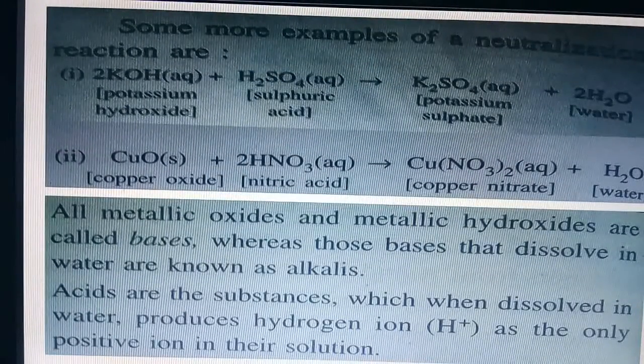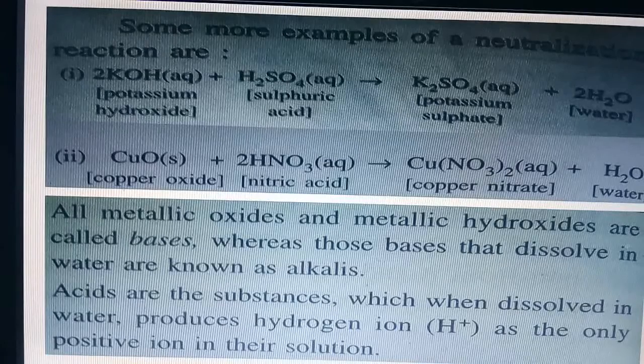Some more examples of neutralization reactions: potassium hydroxide and sulfuric acid react to give potassium sulfate and water. You can see here potassium is taking the place of hydrogen and forming potassium sulfate, and hydrogen is coming in place of potassium and forming water. Then copper oxide reacts with nitric acid to form copper nitrate and water. All metallic oxides and metallic hydroxides are called bases, but only those bases which dissolve in water are called alkalis.